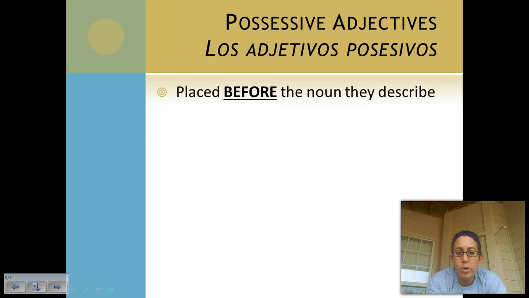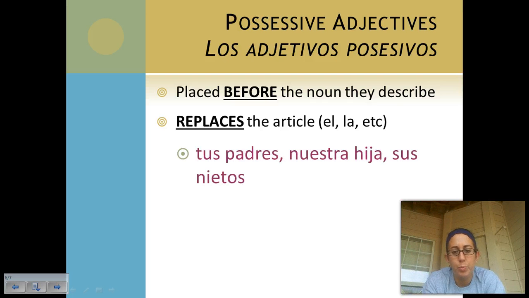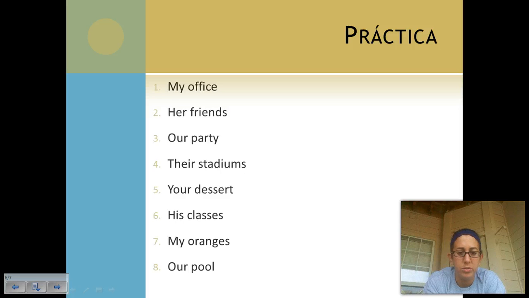As far as word order is concerned, it follows the same rules as in English: the possessive adjective is placed before the noun it describes, so mi casa. It replaces the article, so the el, la, los, las, un, uno, una, unos, unas. Sometimes I see su la casa. No, you don't need that. You just need to say su casa. So tus padres, nuestra hija, sus nietos.